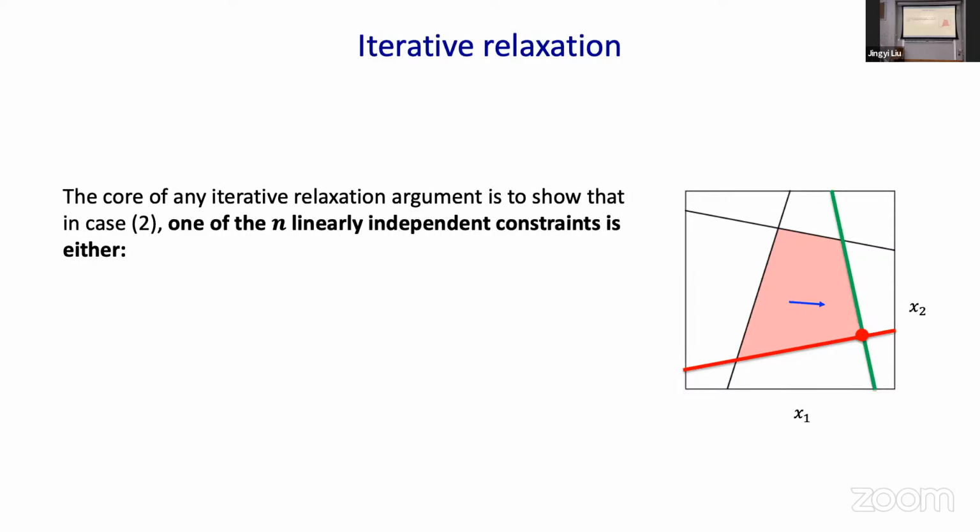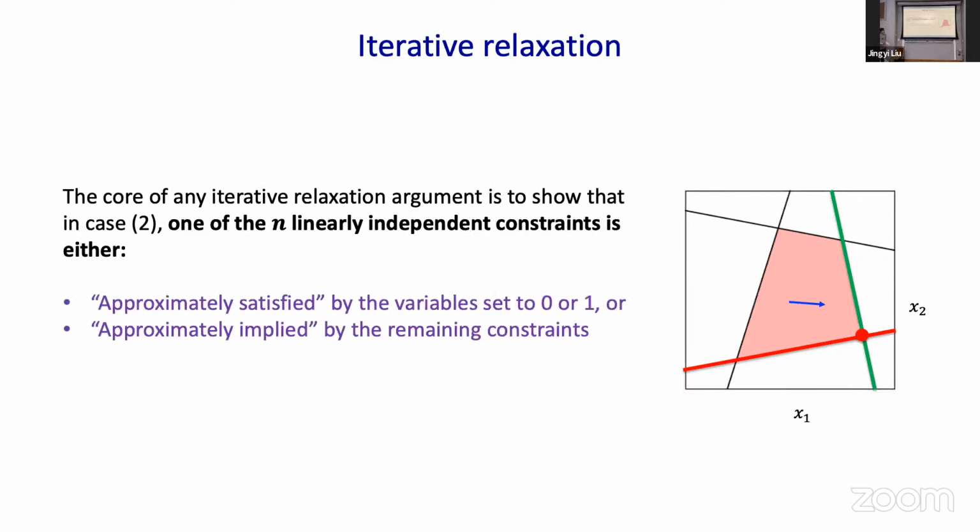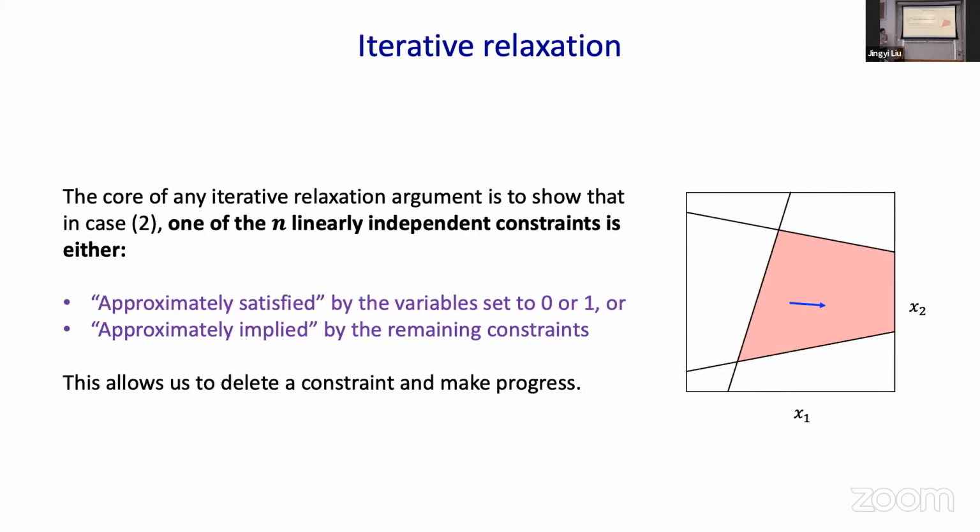So this is the key, showing just when it's okay to drop a constraint, and basically there are two things that you can use. One reason you may drop a constraint is if many variables have been set to 0 or 1, and knowing that information means that your constraint is already approximately satisfied. Or the other possibility is that your constraint is approximately implied by the constraints that remain. So these are the two settings in which you allow yourself to delete a constraint, and then you can make progress.